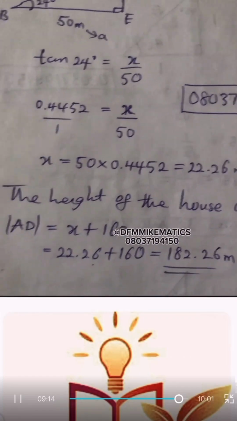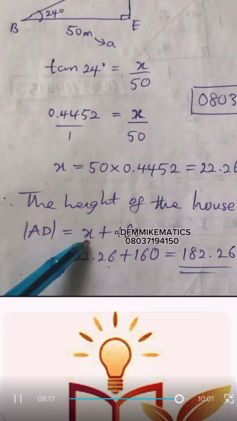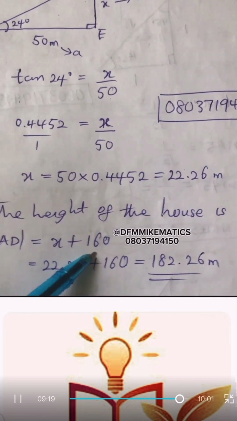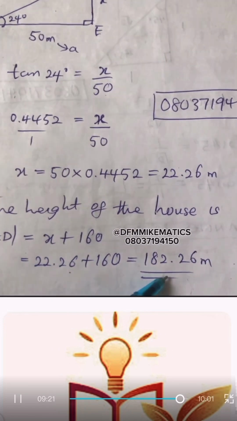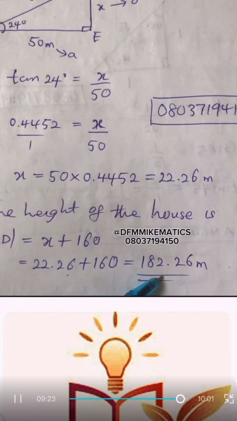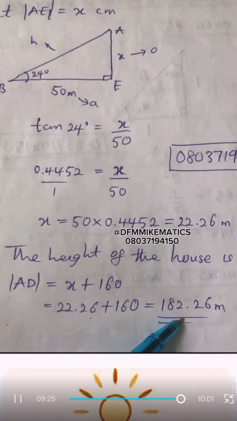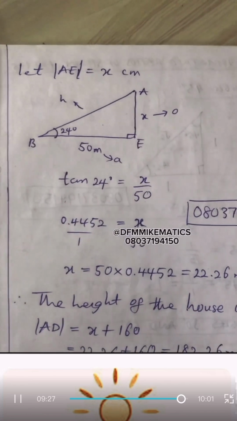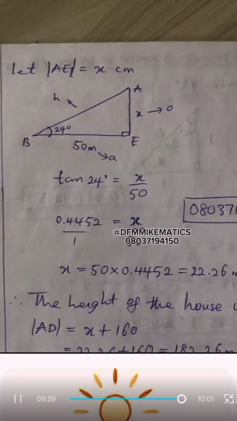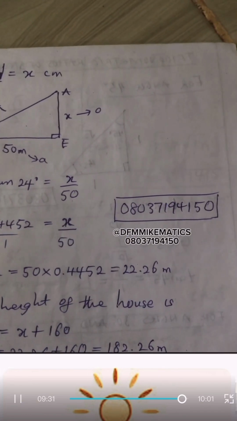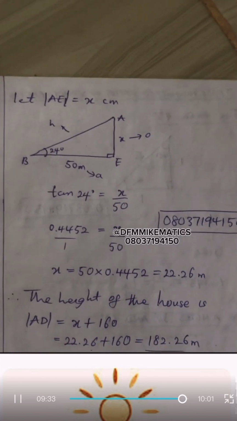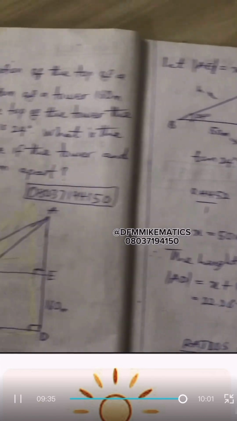Now we add up x plus this. Then we have this in meters. We are not asked to approximate it, so we leave it like this. So the height of the house is 192.26 meters. Alright. So we succeeded in solving the problem, example 10.